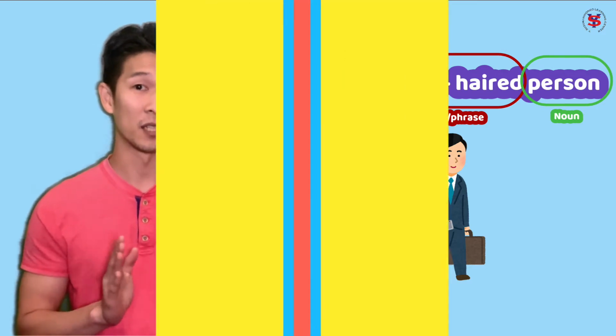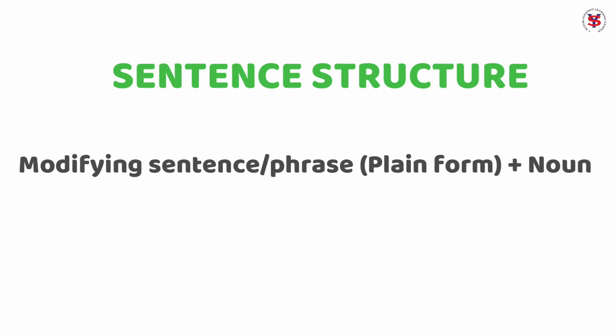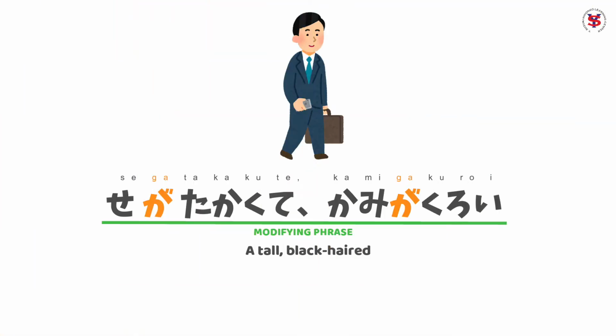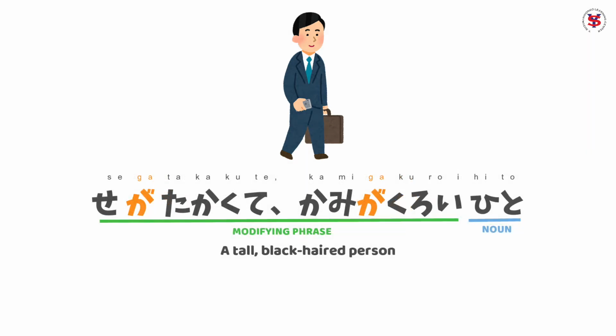Sabi natin kanina, dapat naka-plain form ang ating modifying sentence or phrase. Gagamitin natin ang pattern na ito. Modifying sentence, phrase, in plain form, plus noun. Sundan natin ang pattern. So, first, gawin natin plain form ang modifying phrase, a tall, black-haired. So, magiging, se ga takakute, kami ga kuroi, followed by a noun it modifies, which is the person. In Japanese, that's hito. So, ang modified noun natin ay se ga takakute, kami ga kuroi hito.